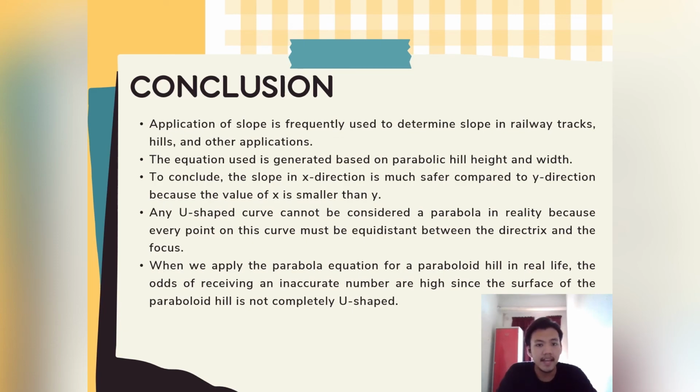This is because any U-shaped curve cannot be considered a parabola in reality, since every point on this curve must be equidistant between the directrix and the focus. Hence, when we apply the parabola equation, we have a higher chance of inaccurate numbers, since the surface of paraboloid hills is not completely U-shaped, resulting in a higher likelihood of unequally spaced points on the curve.